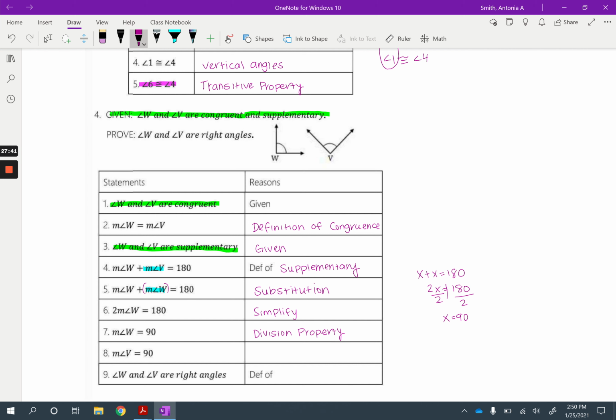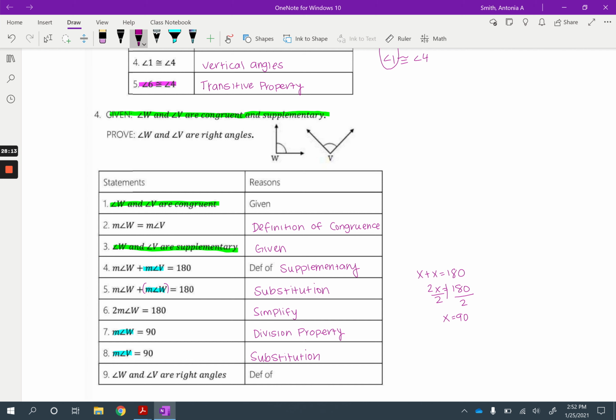And then step 8, the next step, says the measure of angle V also equals 90. That kind of goes back to step number 2, right? It says the measure of angle W and V are the same. The only difference between 7 and 8 is I'm switching W and V. And I'm able to do that because they are equal. That's also just substitution. Because they're the same, I can replace one of them with the other.